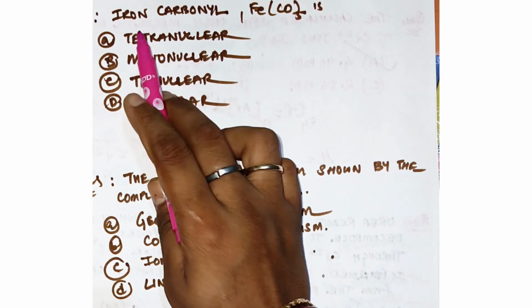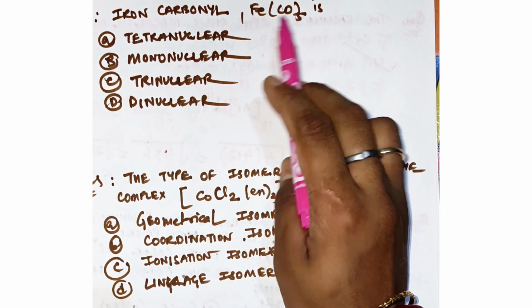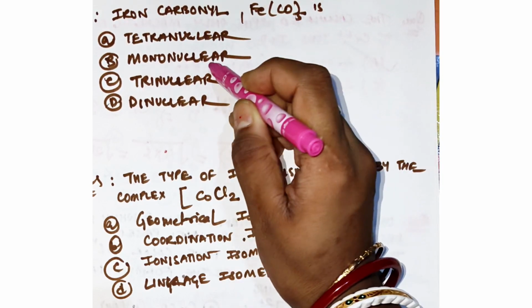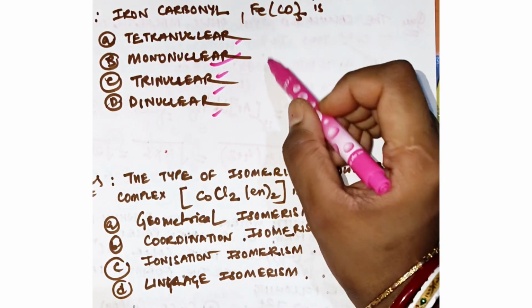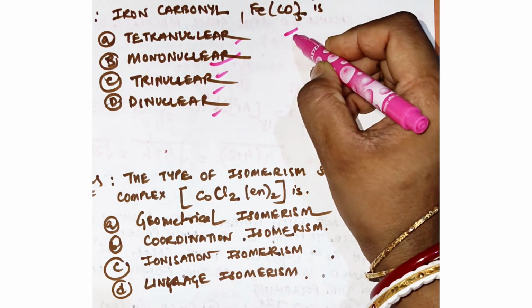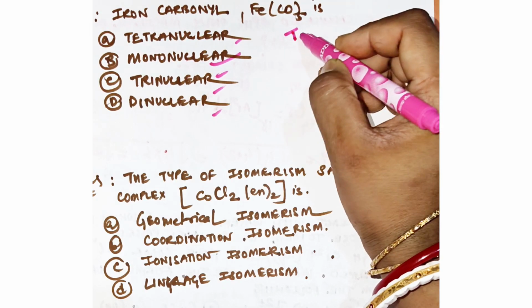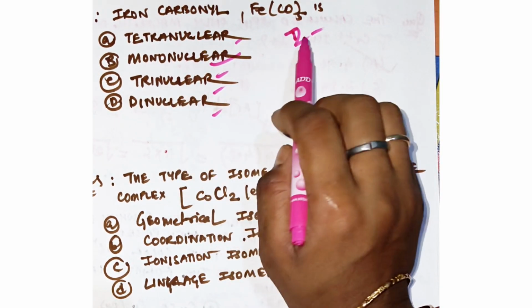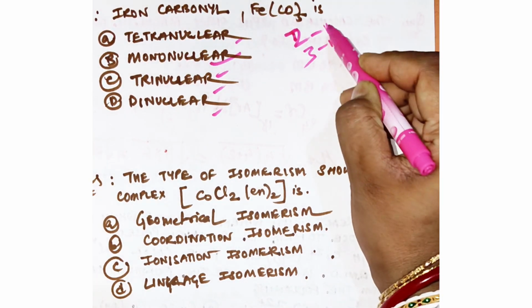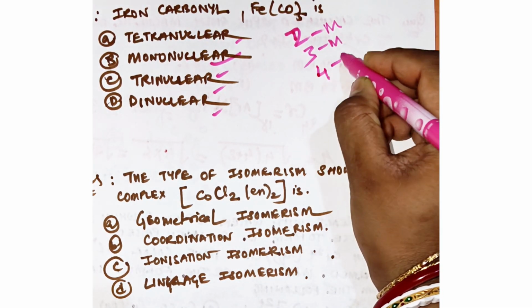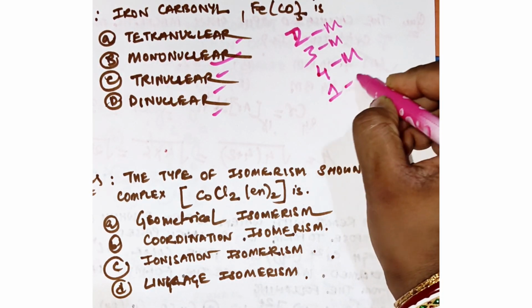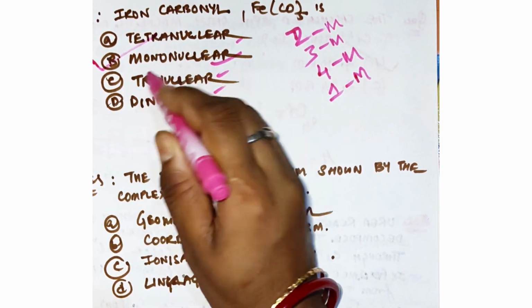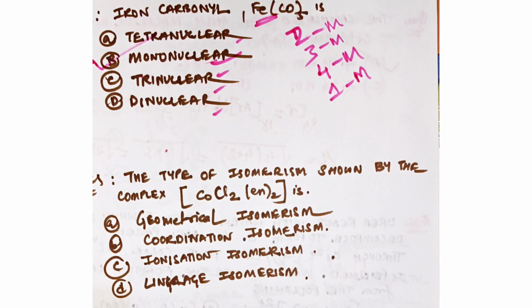Here, the question is, Fe(CO)5 is tetranuclear, mononuclear, trinuclear, or binuclear. Since the word nuclear is being used, if there are two metal atoms, that means it is dinuclear. If it is three metal atoms, it is trinuclear. If it is four metal atoms, it is tetranuclear, and if it is one metal atom, that is mononuclear. Now see here, B is mononuclear. Why? Because there is only one metal atom.